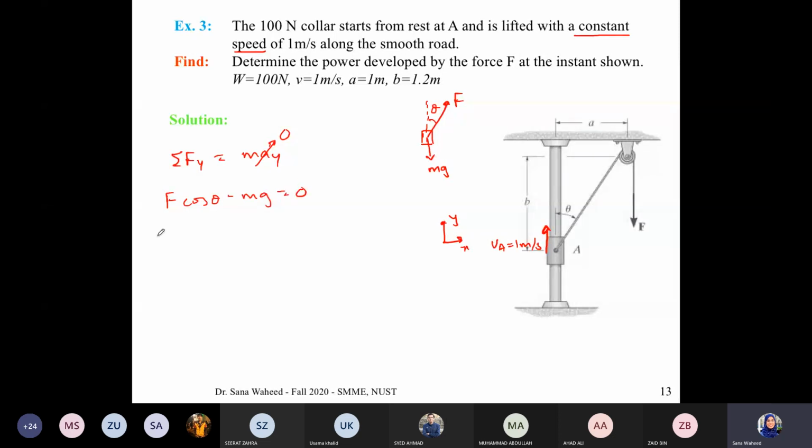Or cos theta kya hoga? We'll have to find that by using the A and B jo given hai, which is that A is 1 meter and B is 1.2 meters. So that tells me that my angle theta. Theta kya hua? 39.8. Hey, mera to kuch aur aa raha hai. Haan nahi, sahi aa raha hai. 39. Sorry. Maine wo inverse kar diya. 39.8 degrees. So it's just, it's too easy. F cos of 39.8 minus 100 is equal to 0. So F turns out to be what? 100 divided by cos of this.